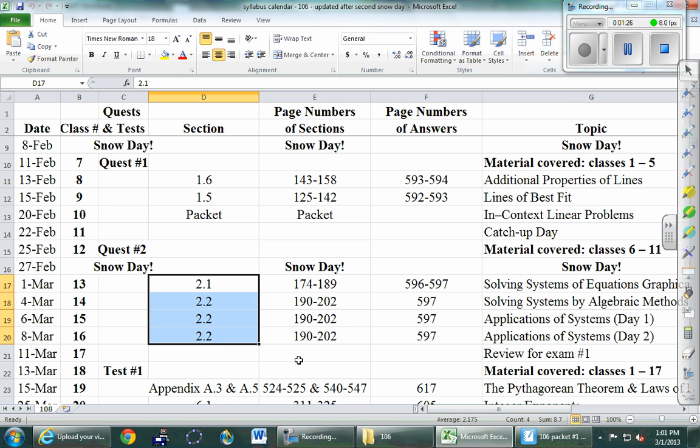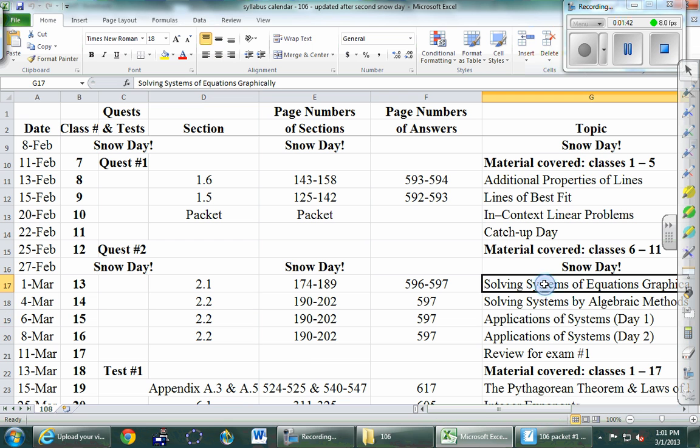What does applications really mean to you? Yeah, how something applies. Word problems, right? This is what we're going to be spending those 2 days on. Lots and lots of word problems. So today we talk about solving systems of equations graphically.